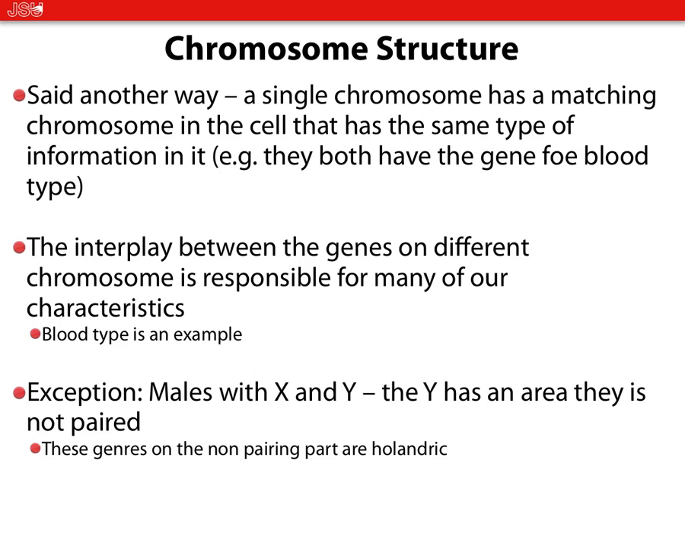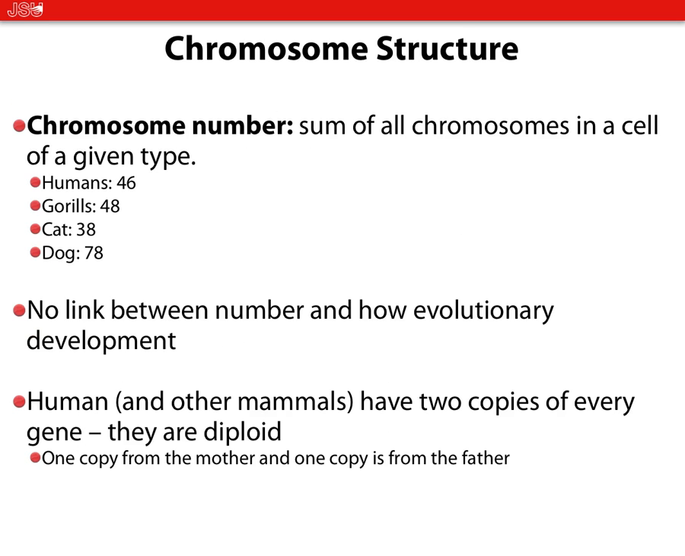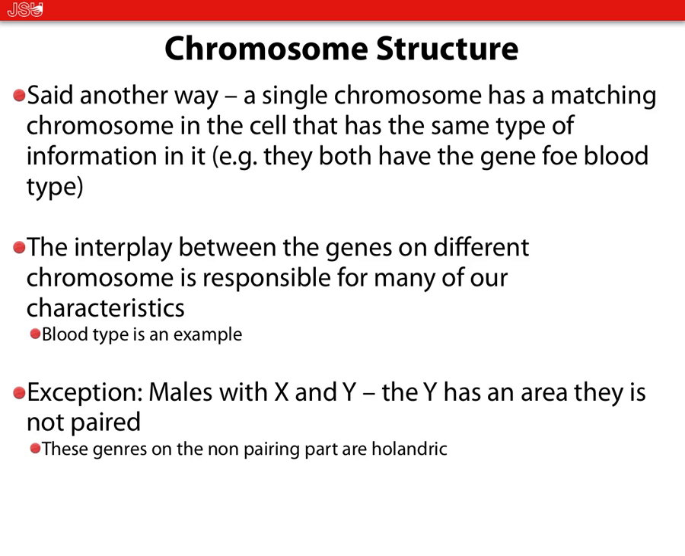Now we have a very important term here, and you need to know this last term: diploid. We have two copies of every gene because we have two copies of each chromosome, one from our father, one from our mother. That means we are diploid. Later on we'll talk about a term called haploid, where we have one copy of each allele or each gene. We see that in our gametes, our sperm for the guys, egg for the females.